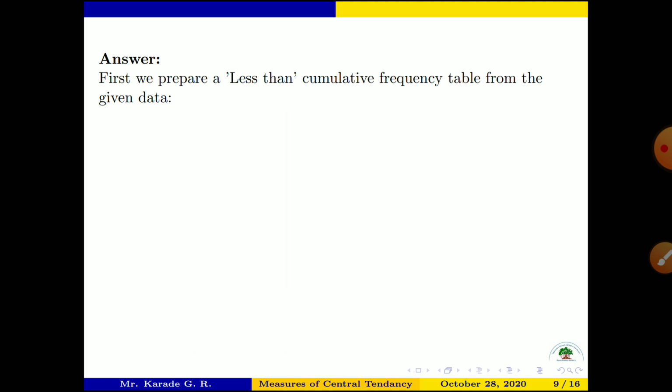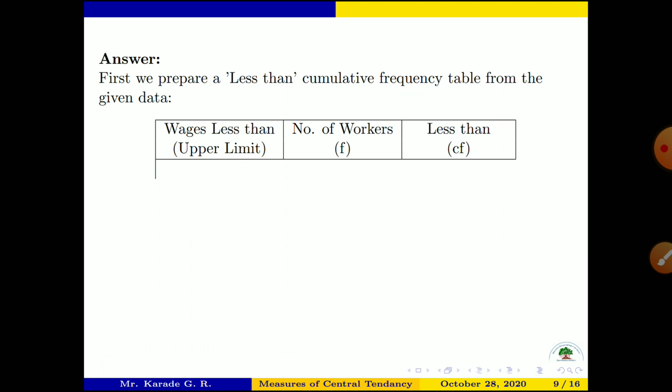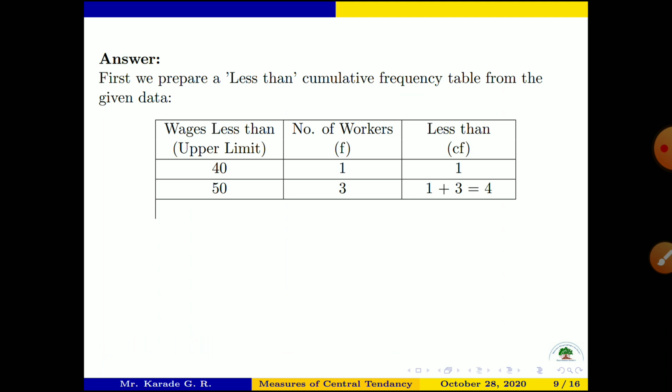Now for the given data we have to prepare a less than cumulative frequency table. While preparing this table we need 3 columns. First column is for wages less than, means the upper limit of the given classes. Okay, so first of all we'll write the upper limit 40, corresponding frequency is 1, and less than cumulative frequency is 1. Second upper limit is 50, corresponding frequency is 3, and less than cumulative frequency is addition of first two frequencies. 1 plus 3 is equal to 4.